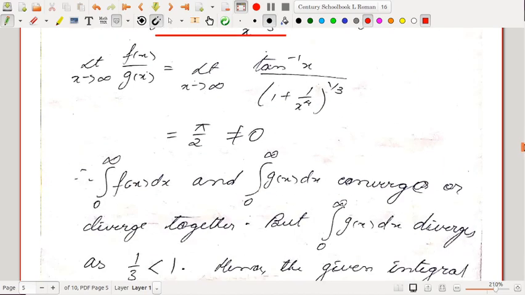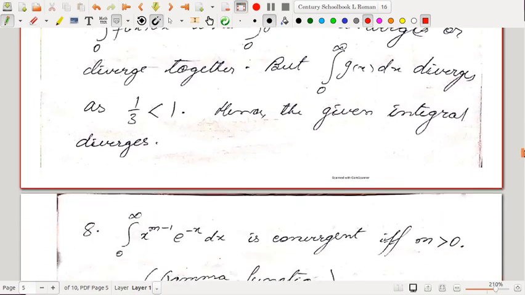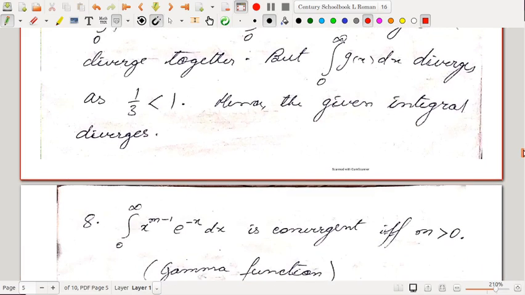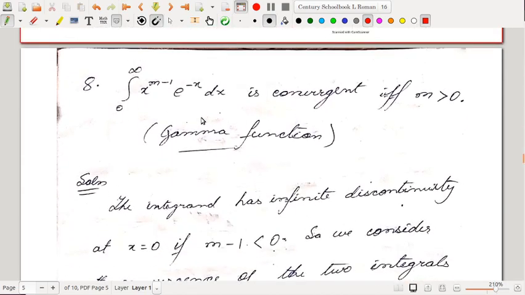The ratio comes out to be pi by 2, which is non-zero. Therefore the integrals of f dx and g dx from 0 to infinity converge or diverge together. But the integral of g dx from 0 to infinity diverges as 1 by 3 is less than 1, hence the given integral diverges.